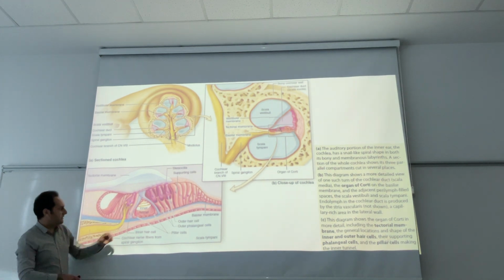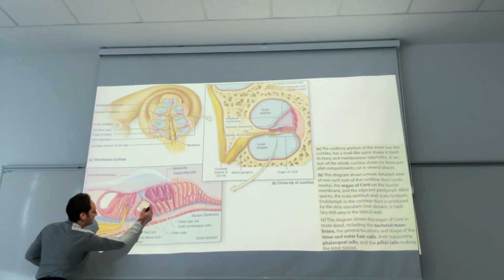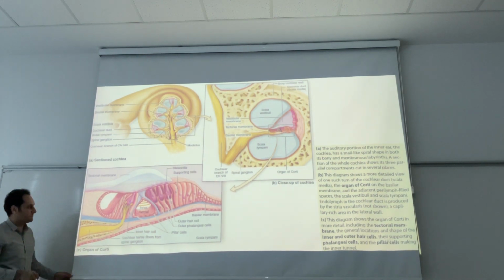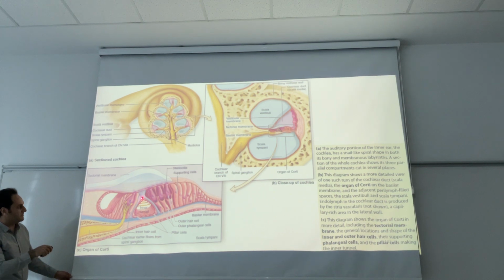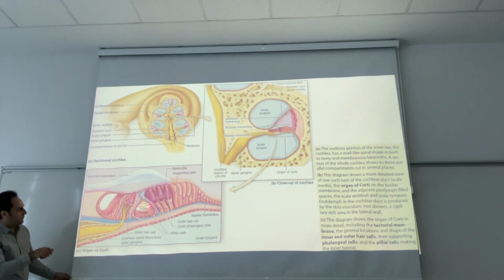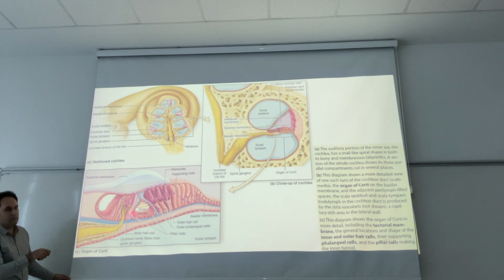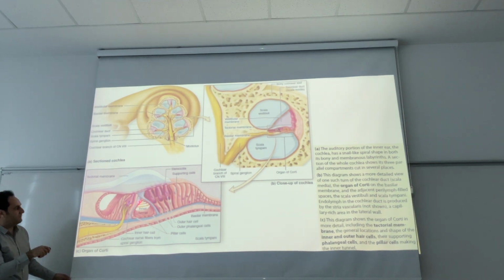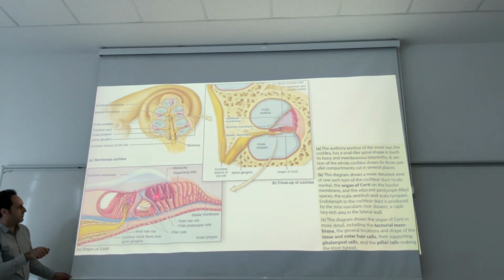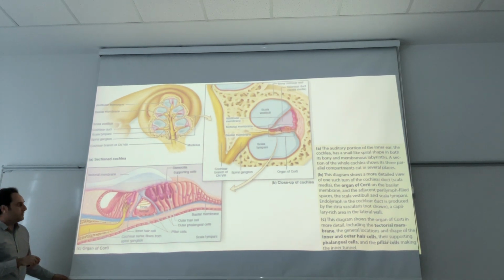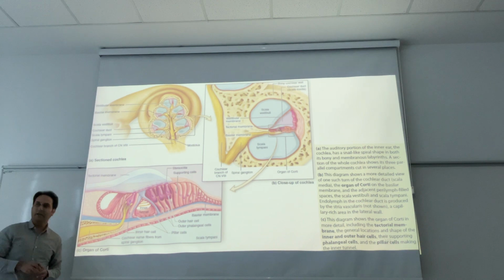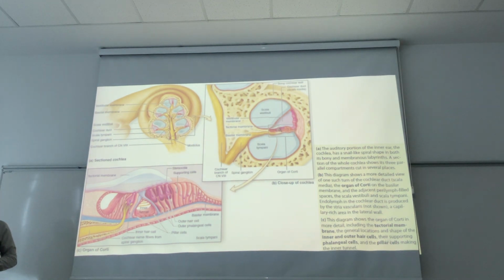A little to either side, here and here, we have pillar cells. Look here, pillar cell. This cell and these cells. Inner pillar cell, outer pillar cell. These pillar cells form a tunnel, the inner tunnel, between the inner side of the organ of Corti and the outer side of the organ of Corti. This inner tunnel is again filled with endolymph.